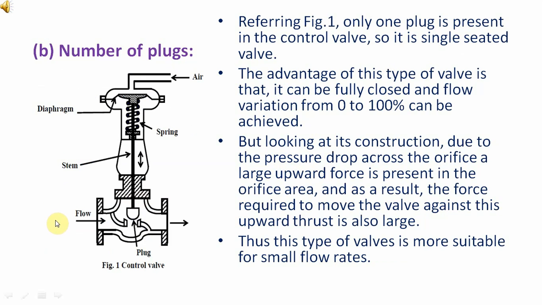Referring to figure 1, only one plug is present in the control valve, so it is a single-seated valve. The advantage of this type of valve is that it can be fully closed and flow variation from 0 to 100% can be achieved. But looking at its construction, due to the pressure drop across the orifice, a large upward force is present in the orifice area, and as a result, the force required to move the valve against this upward thrust is also large. This type of valve is more suitable for small flow rates.